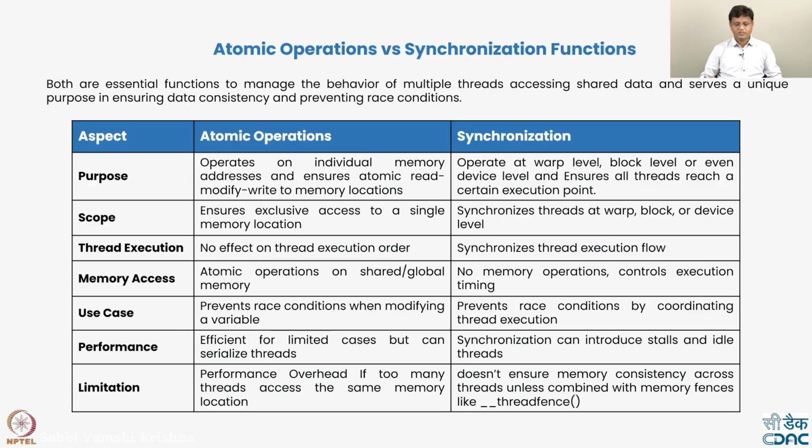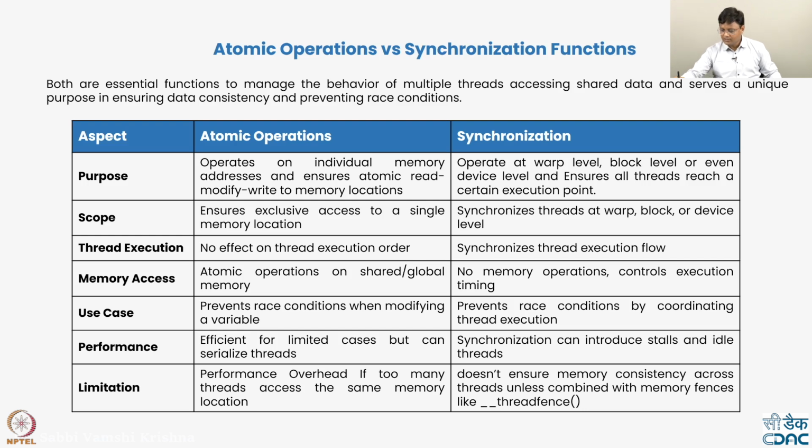So, now I am comparing the atomic versus synchronization function. Before that, I will give you an analogical example of atomic and synchronization, so that you can understand it in a layman's way. Suppose in one office there are multiple groups, or you can say multiple teams working, but there is only one meeting room available. That meeting room can be occupied by any of the teams.